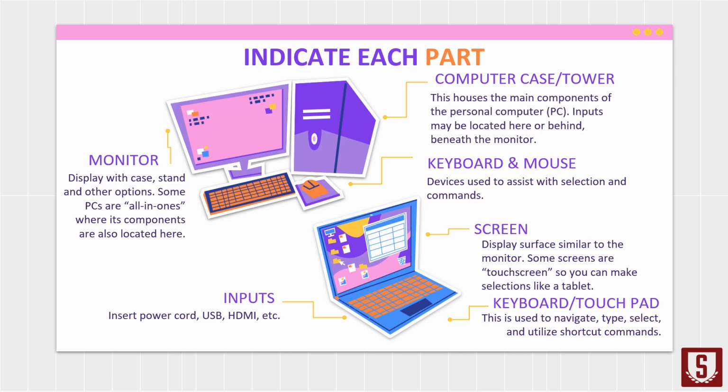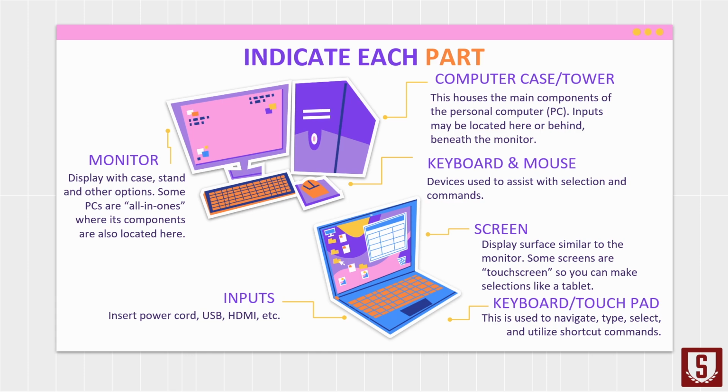If you have a traditional desktop, you would likely have a monitor, a keyboard, a mouse, and a tower. Do you know what those things do? Do you know their jobs? Well, obviously the monitor, that's your display. That's where you see everything. And then the tower, this houses the main components of the computer.